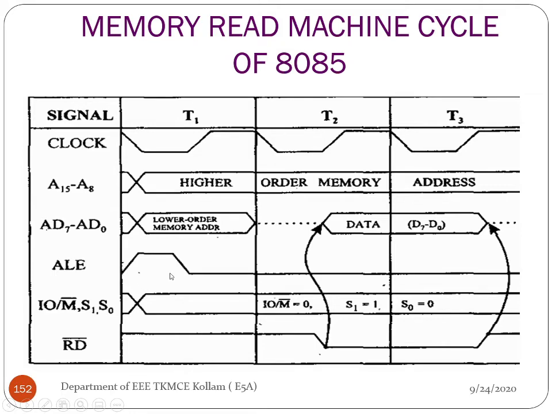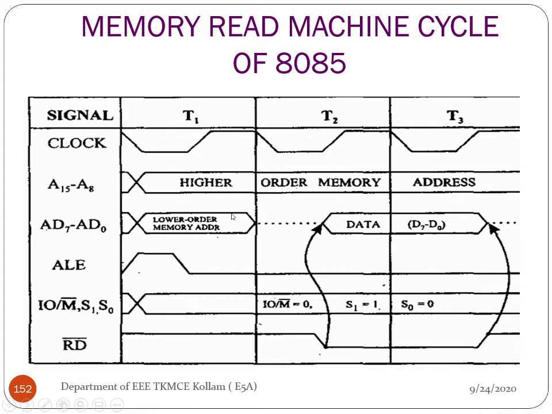So in order to do that, the ALE signal goes high during the first cycle of every machine cycle. Then another important set of signals are the status signals, that is IO/M bar, and S0, S1. This IO/M bar indicates whether the operation is related to memory or IO devices. Here the address is for a memory related operation, therefore IO/M bar is equal to 0. And corresponding to the read operation, S1 is equal to 1 and S0 is equal to 0.